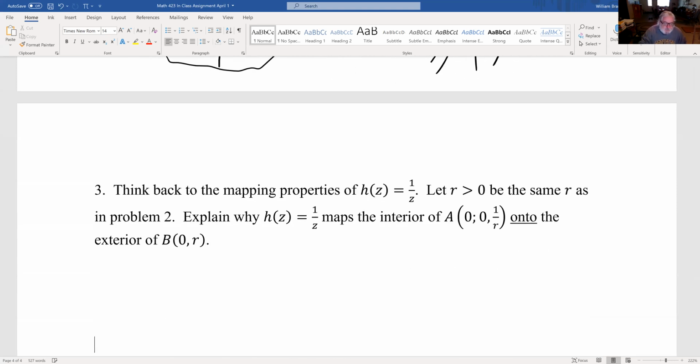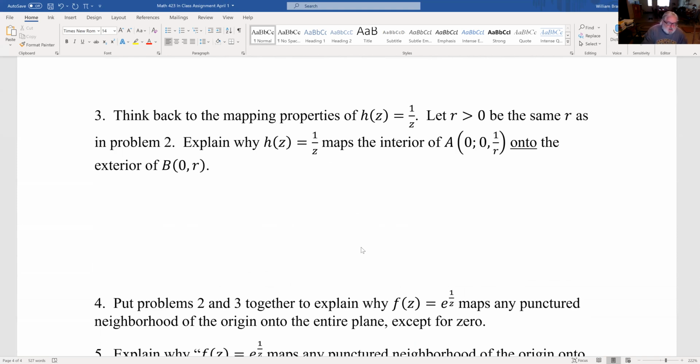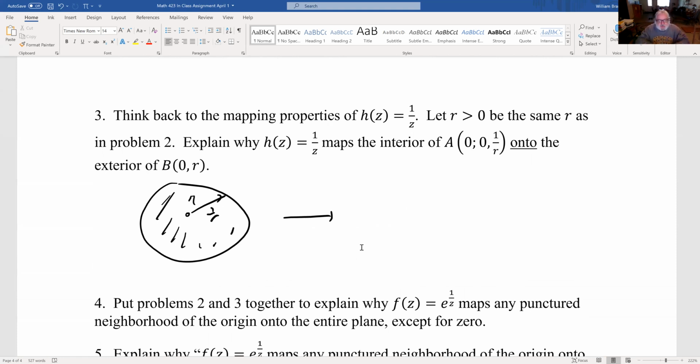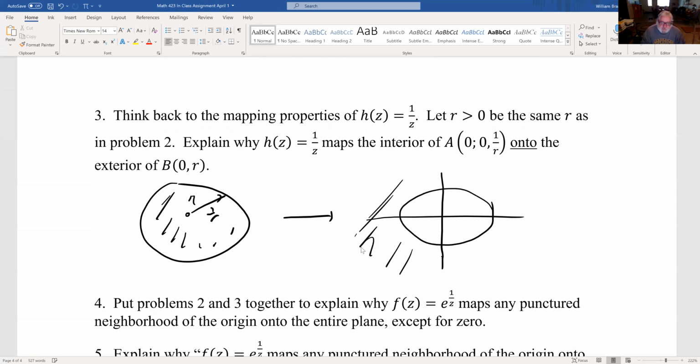What does 1 over z do? If I have an annulus of radius 1 over r, 1 over z will invert that. So we take the interior. Things close to 0 get mapped to things close to infinity. 1 over r gets mapped to r. So that maps it to the exterior of the circle of radius r. There's an inversion in there, right? If I take a point here, 1 over r will be outside, but it'll be down on this side because you flip the angle. The argument goes from being positive to negative.